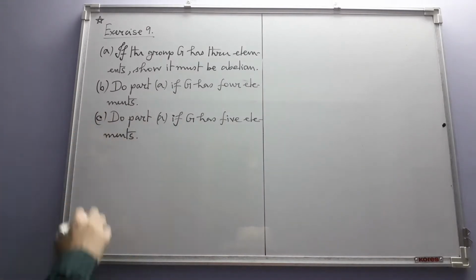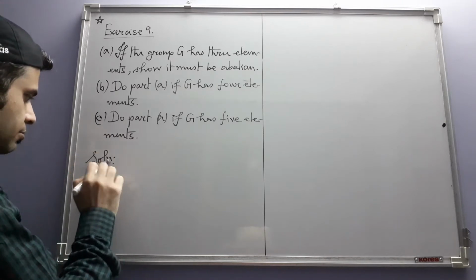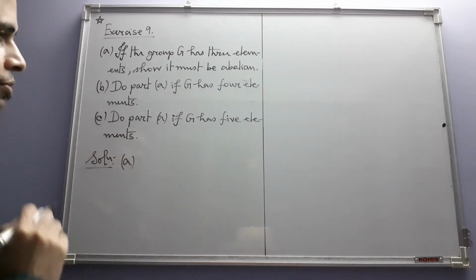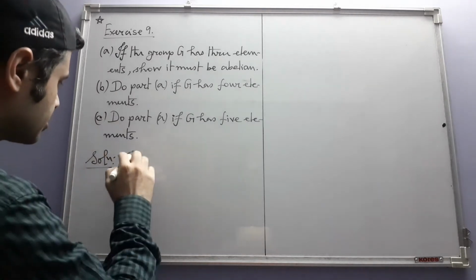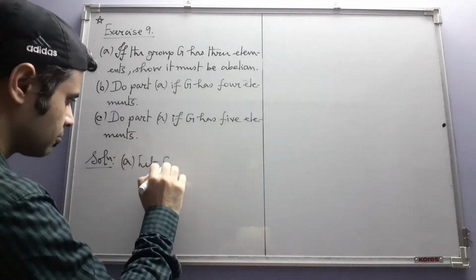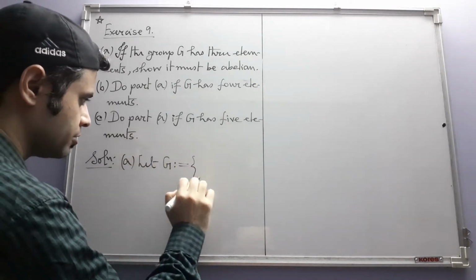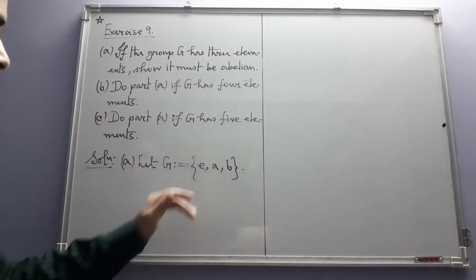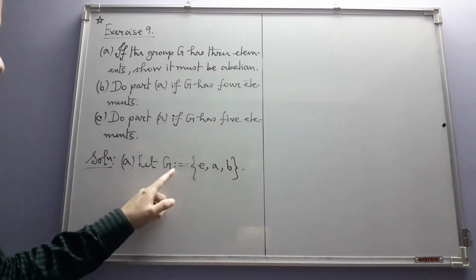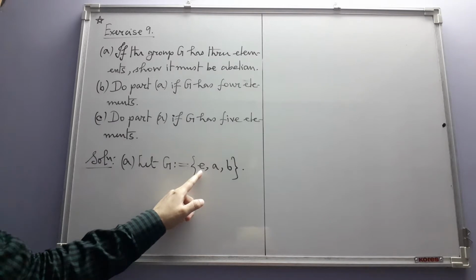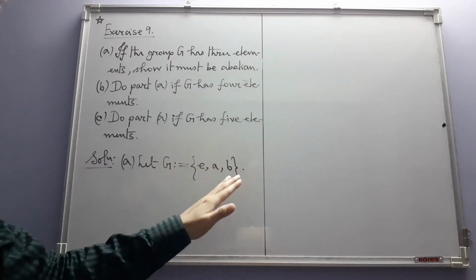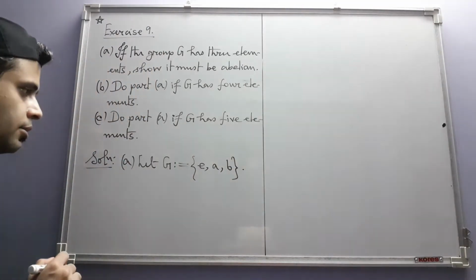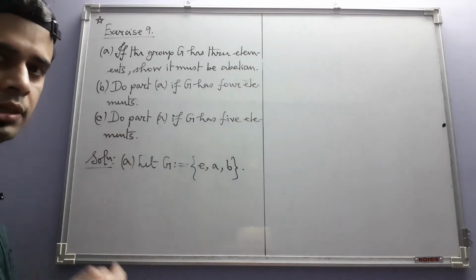Okay, so let us see how a solution can be obtained. In the first part we have a group with 3 elements. So let G be this group consisting of the 3 elements E, A and B, where according to our standard notation E is the identity and A and B are 2 elements other than the identity. Now we have to show that G is abelian.